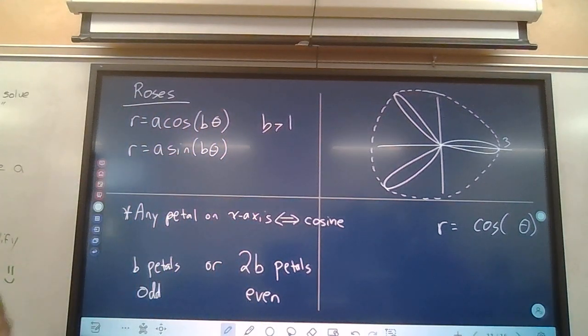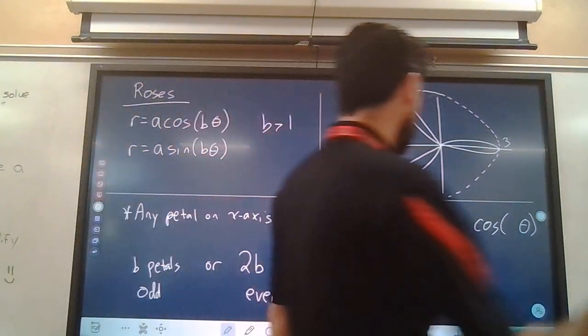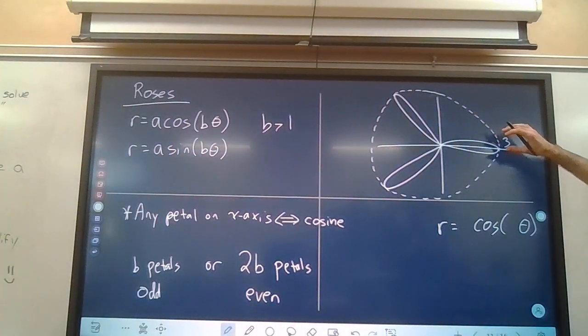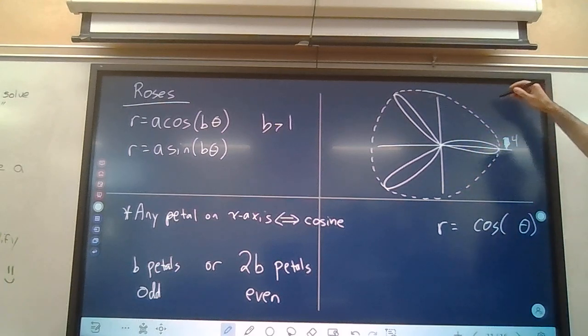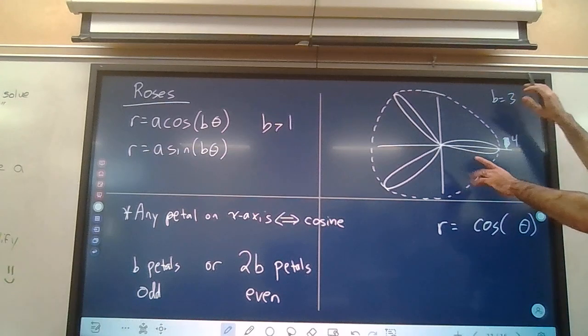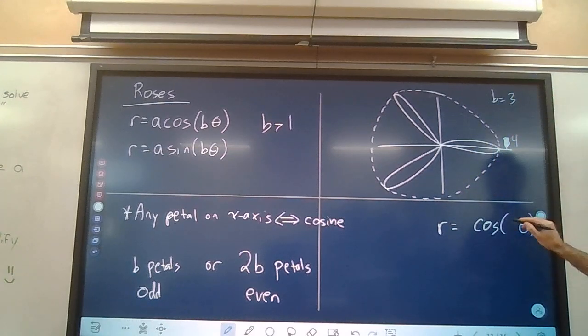All right, so to run through some examples here. This is a rose with 3 petals. Because there's 3, let me change this number. I like that. All of this is going to be 3, and this is going to be 4. So there's 3 petals here. b is going to equal 3 whenever it's an odd number of petals. That number is odd, so it's going to be right here.